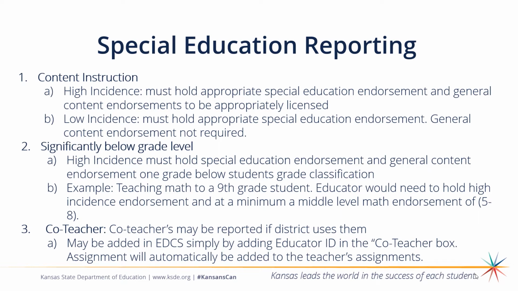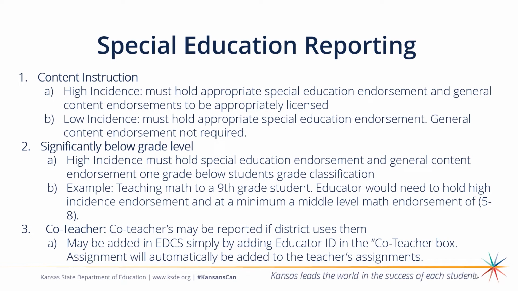On the previous slide, I mentioned below grade level, so there is the option when you map a class, you can have it mapped for significantly below grade level. The impact this has is for high incidence teaching, or for an individual that holds a high incidence license. It allows them to have a general content endorsement license one grade level below what is typically required for that particular assignment. Example, that may have been a little cloudy.